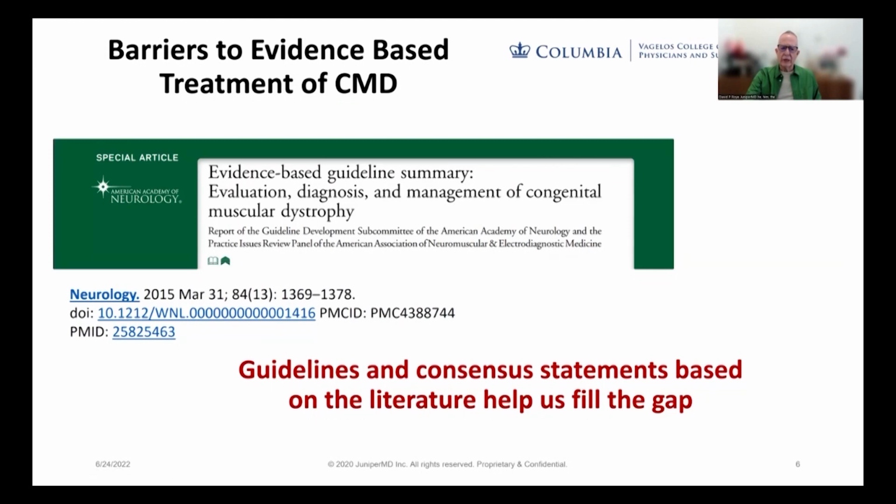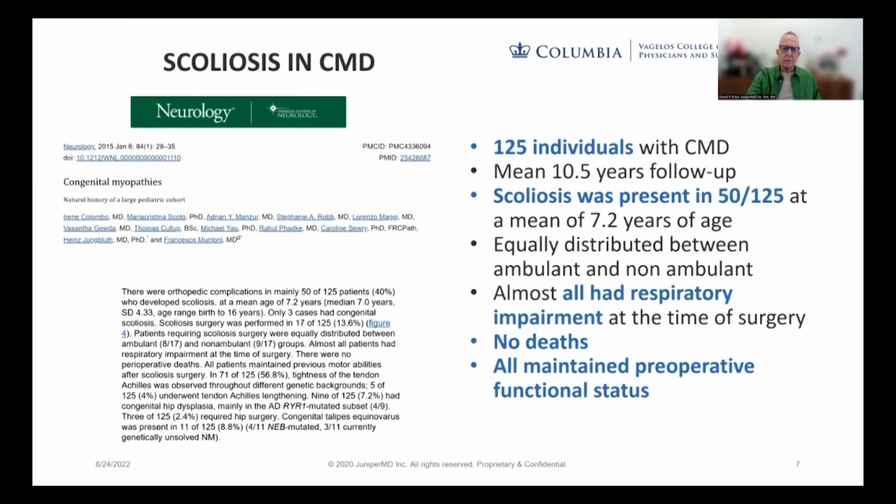Some of those barriers can be partially overcome by guidelines and consensus statements that are based on the literature and that help us to fill the gap. This is such an article on congenital myopathies published in Neurology. They followed 125 individuals with CMD with a mean of 10.5 years of follow-up. Scoliosis was present in 50 of those 125 individuals. Almost all had respiratory impairment at the time of their surgery. There were no deaths, and everyone maintained their preoperative functional status.